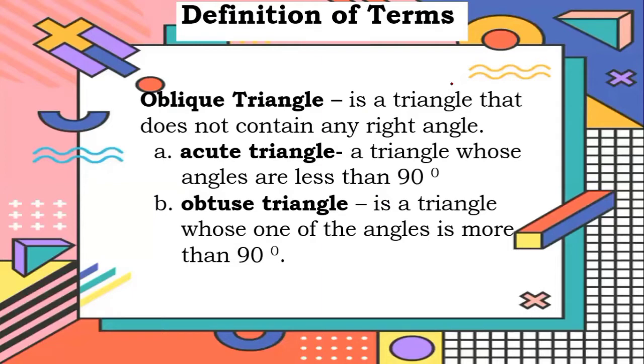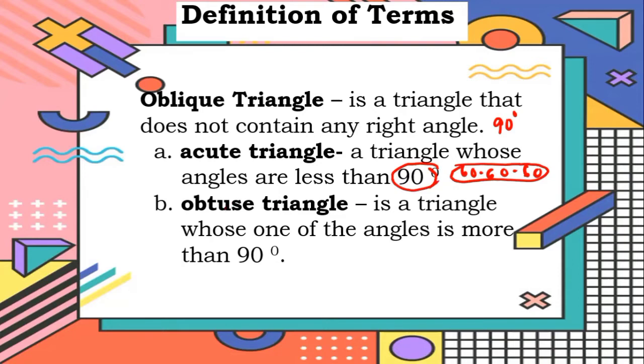Definition of terms. When we say oblique triangle, it is a triangle that does not contain any right angle. When we say right angle, the angle measures 90 degrees. The oblique triangle can be classified into two, such as the acute triangle, a triangle whose angles are all less than 90 degrees. So we can say that a 60-60-60 degree triangle is an acute triangle because this measurement does not contain any angle that is greater than 90 degrees.